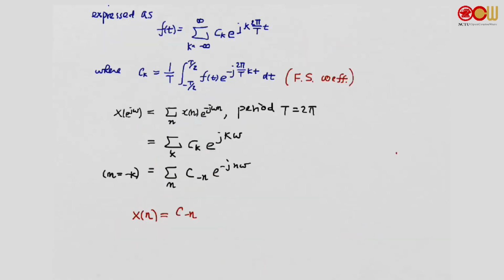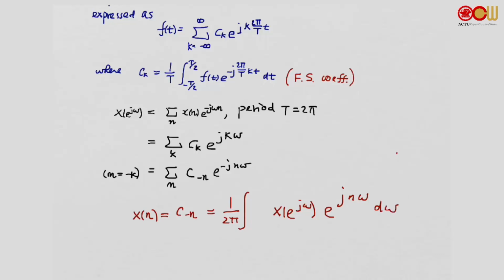What is c_{-n}? Using this formula here, we can just plug in the spectrum and see what we get. c_{-n} would be 1 over T, where T is 2π. f(t) is now X(e^{jω}), and we have the exponent j2π over T, so they cancel off. We get e^{jnω} dω, and then we integrate it over a 2π period, and that's the inverse Fourier transform formula that we had earlier.